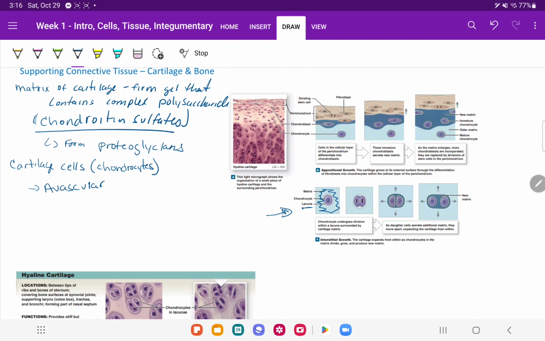We also have the fibrous perichondrium. You can see it right here. The fibrous perichondrium usually separates the cartilage from the surrounding tissue. The perichondrium contains two distinct layers that we can see right here: the fibrous layer and then the cellular layer.